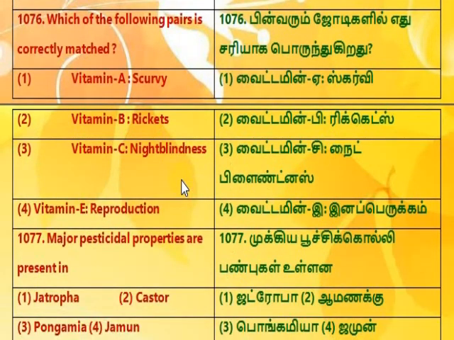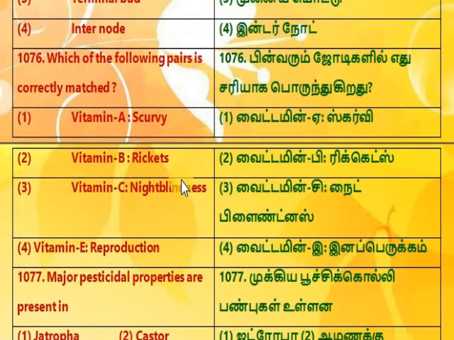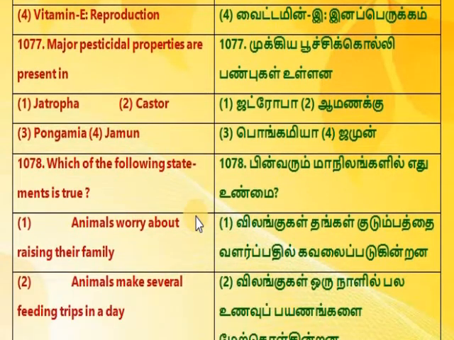1076. Which of the following pairs is correctly matched? 1. Vitamin A, scurvy. 2. Vitamin B, rickets. 3. Vitamin C, night blindness. 4. Vitamin E, reproduction. 1077. Major pesticidal properties are present in 1. Jatropha. 2. Castor. 3. Pongamia. 4. Jamun.